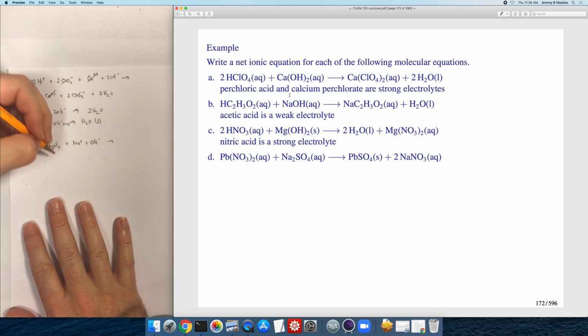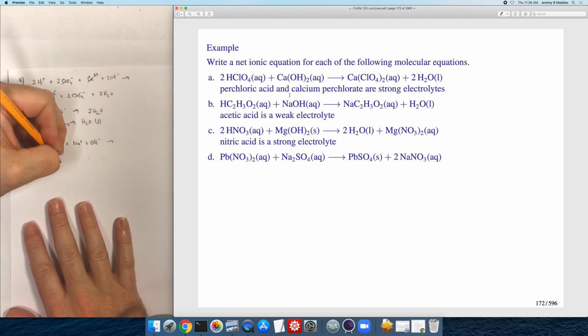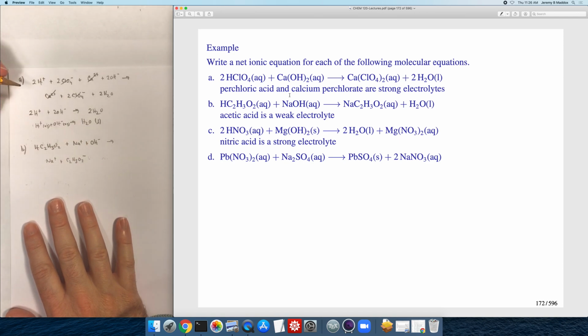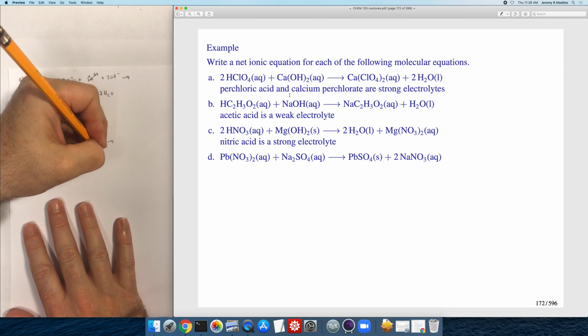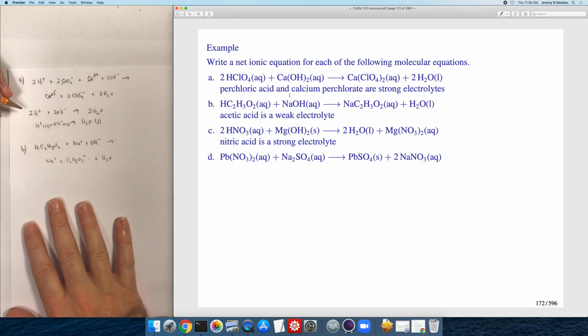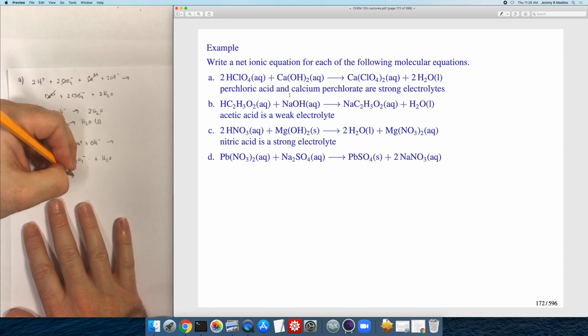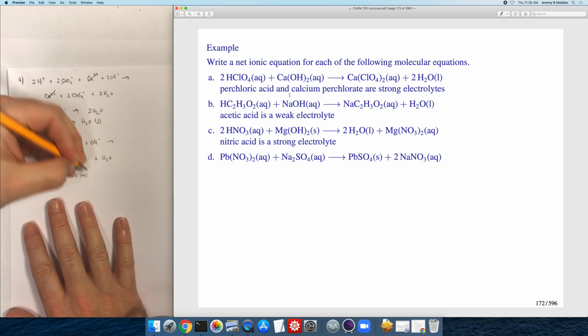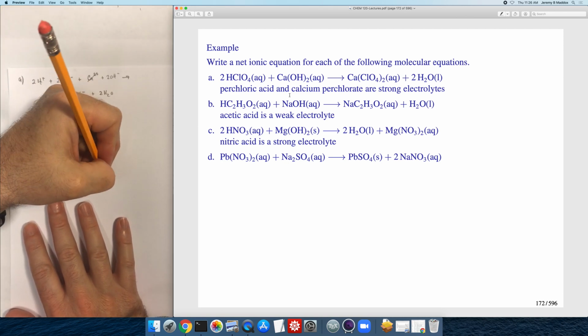And then on the product side, sodium acetate is also a strong electrolyte. So we'll break that one up. The water is not an electrolyte, and so we'll leave that one alone. And again, which species do we see on both sides? The sodium in this case, and that's it. So in this case, our net ionic equation looks like this.